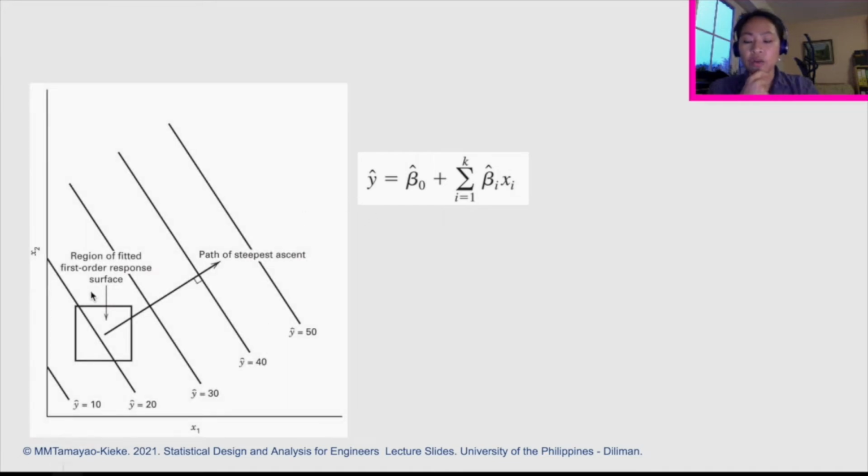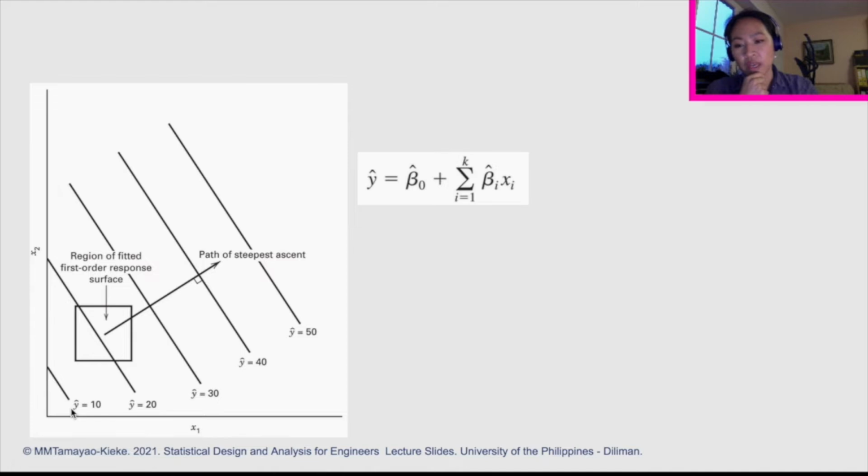All right, so graphically, we show that here. Say for example, this is the current operating conditions, and this is where we have our first fitted first order response surface. What we want to do basically is to move from this towards the direction where we could get a response that is the highest.